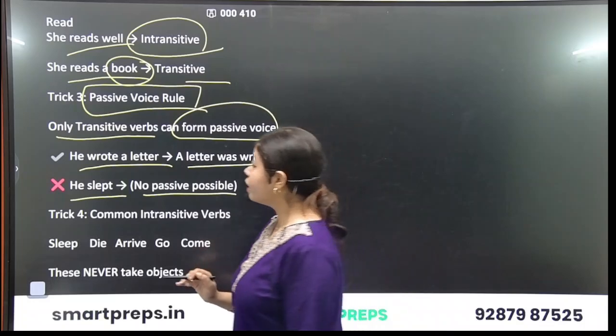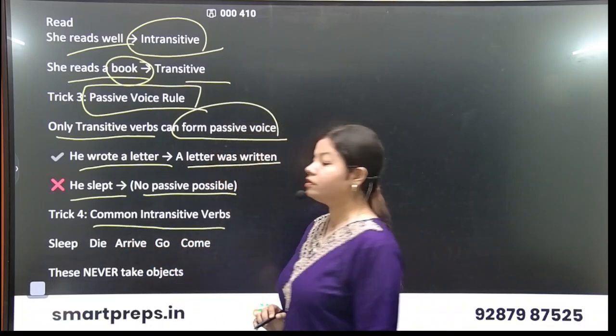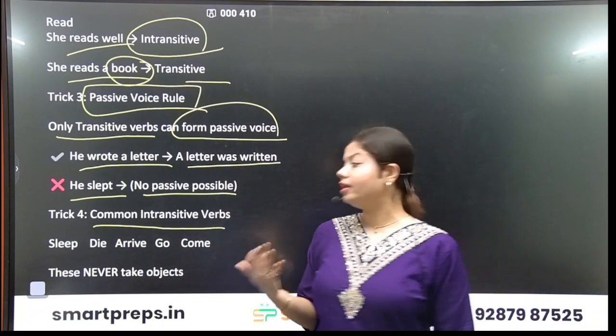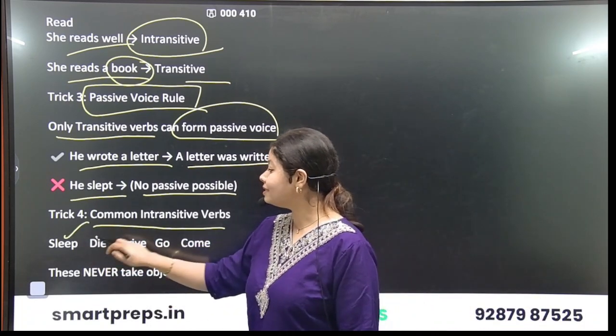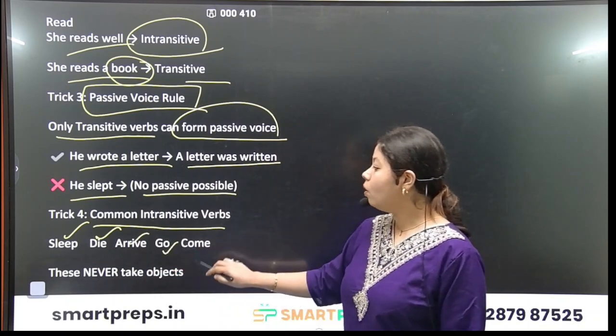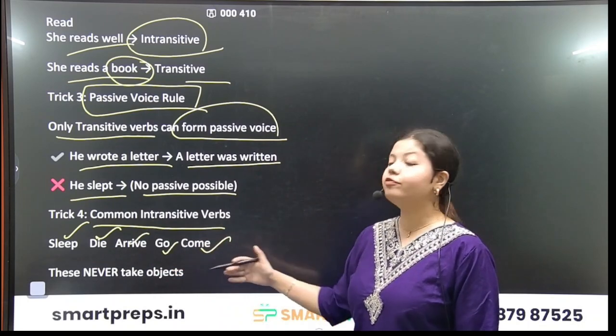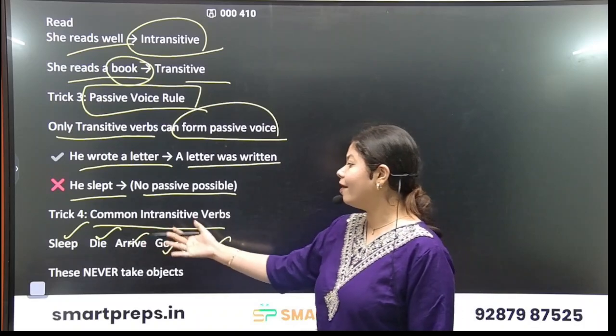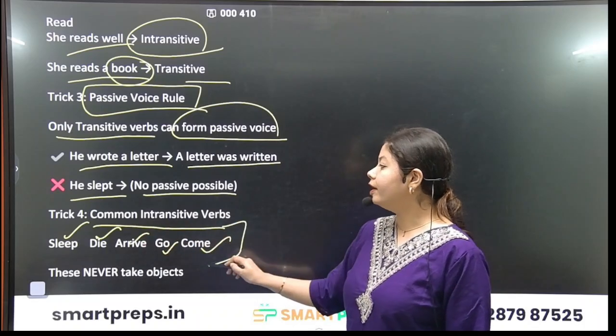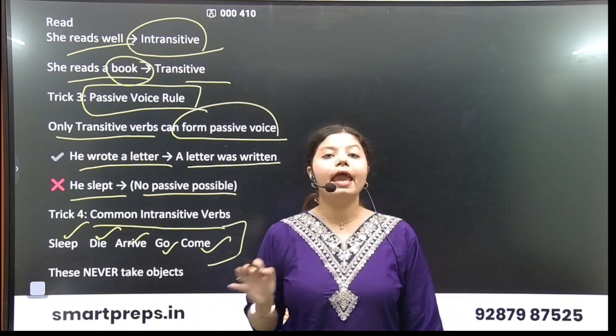Now trick 4 is common intransitive verbs. There are various common intransitive verbs, that is sleep, die, arrive, go, come. These never take objects. Sleep, die, arrive, go, come. All these verbs do not take any object.